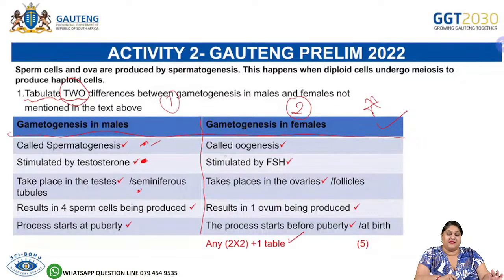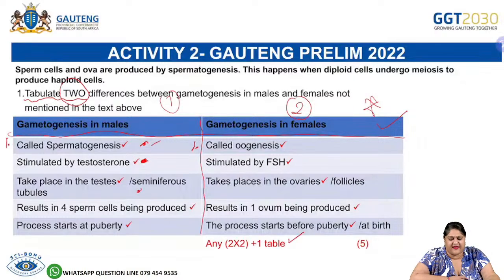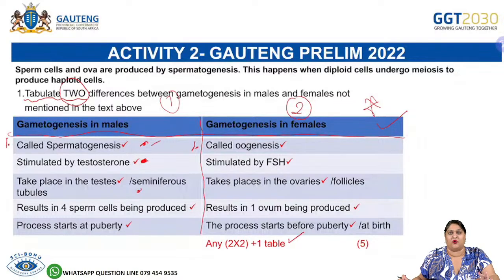When you are comparing things, you need to compare the same things. So what I like to do is I like to number them. So if I'm numbering number 1, then I put number 1 on the other side. So I'm telling myself that if I'm talking about what it is called on the one side, then on the other side, I also need to talk about what it is called. Okay. Example. The first one, point number 1, is that it's called spermatogenesis in males. And in females, it is called oogenesis.